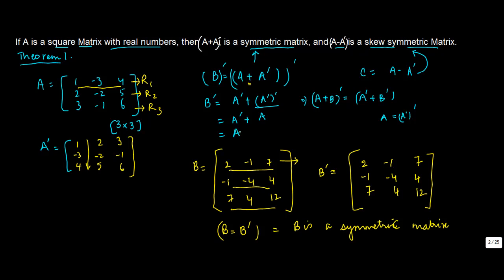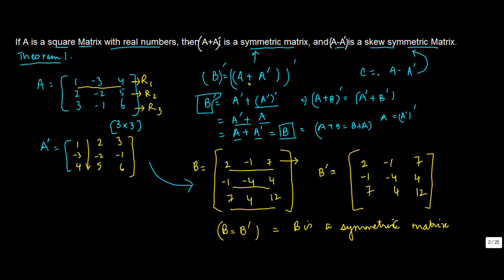Or you can also write this as A plus A transpose. You've just changed the order. Why? Because we know that A plus B is equal to B plus A. Hence, transpose of A plus A can also be written as A plus A transpose. Right? Which is nothing but B. So we conclude that transpose of B is equal to B, which we've already seen through this example.